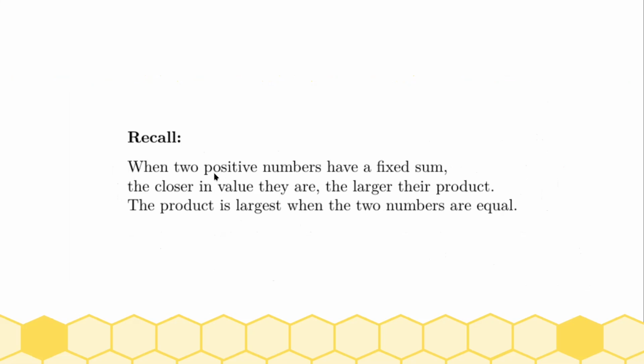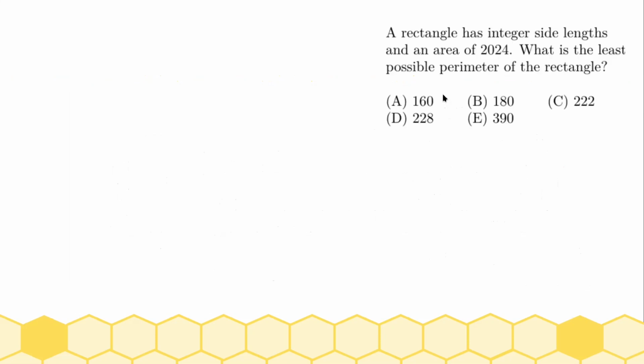And it's saying that when two positive numbers have a fixed sum, the closer in value they are, the larger their product. And if we follow this rule, then the product is largest when the two numbers are equal, when they are the closest in value. Okay, so with that in mind, let's look at this problem, which I put here.